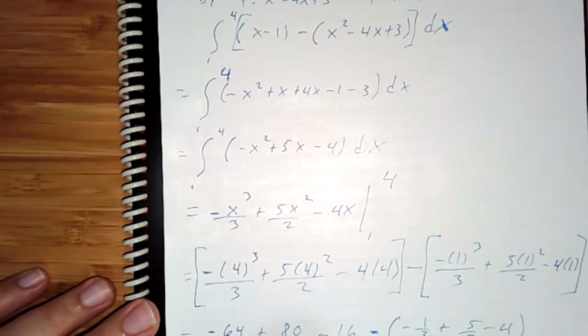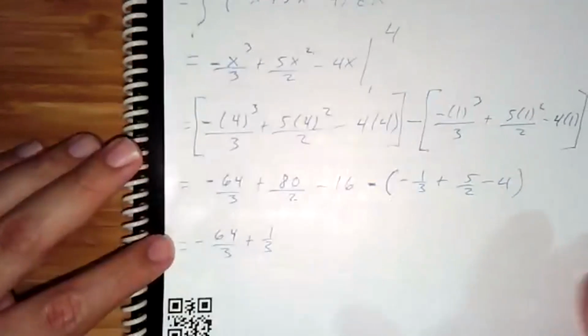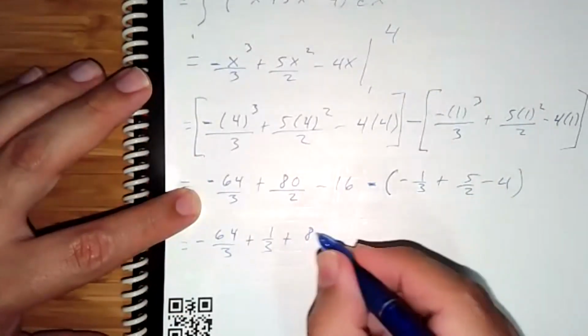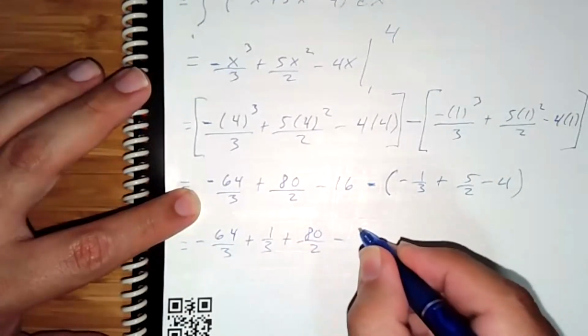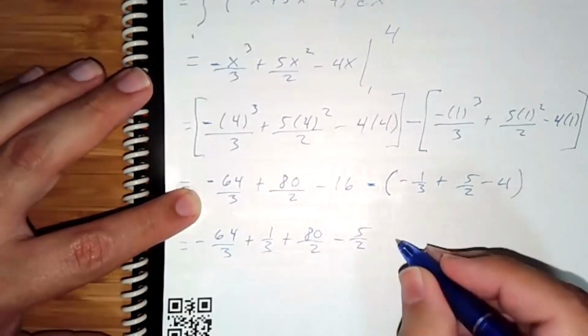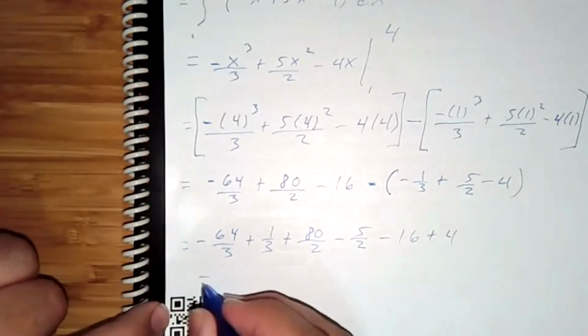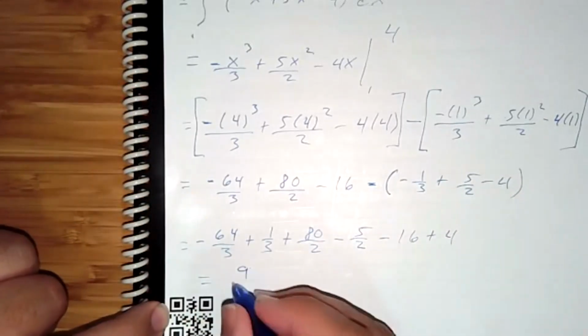So negative 64 thirds plus 1/3. Go ahead and get these together here. Plus 80 over 2 minus 5 over 2 minus 16 plus 4. So that will be 9 halves.